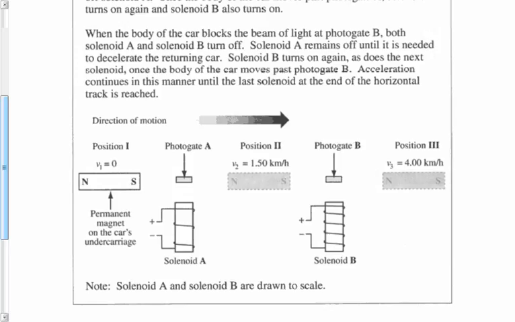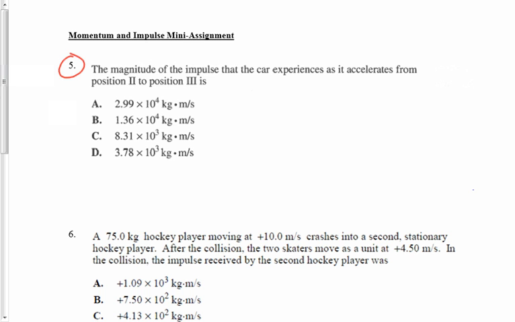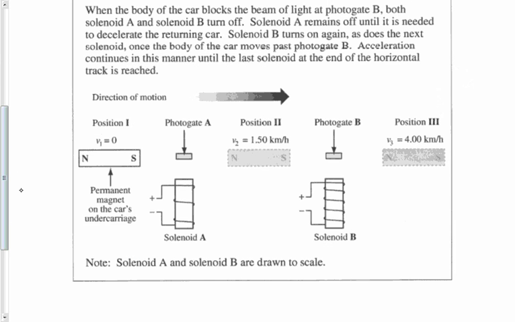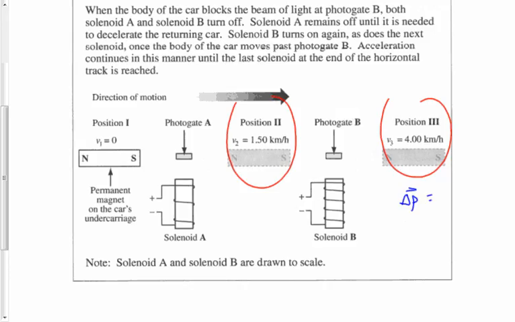We want to know, and the question that goes with this, the magnitude of the impulse that the car experiences from position 2 to position 3. The magnitude of the impulse between here and here. Just don't make this harder than it has to be. Don't try to research solenoids. You're not going to be able to do that on an exam. Look at it and say, I know the mass of this object. I know the final and initial velocity. We know that impulse is not mv, but rather m times delta v.